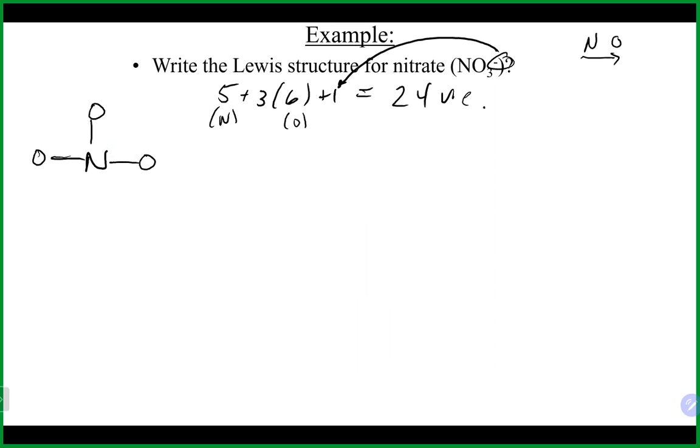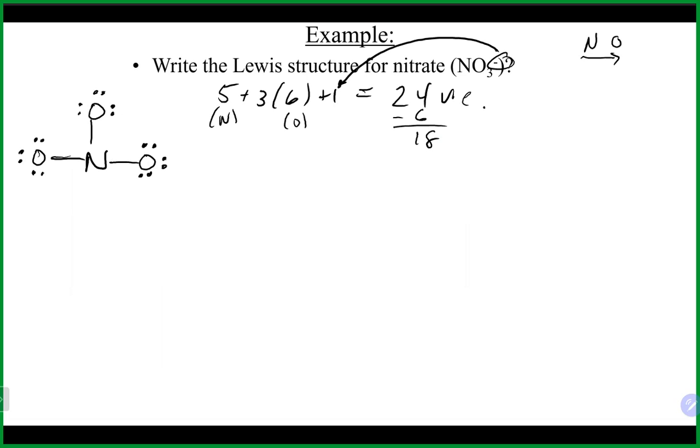At this point, we have used 2, 4, 6 electrons. That means we've got 18 more to go when we subtract from our total of 24. These are again going to go on the outside in pairs. So that is 2, 4, 6, 8, 10, 12, 14, 16, and 18. Any questions on that so far?